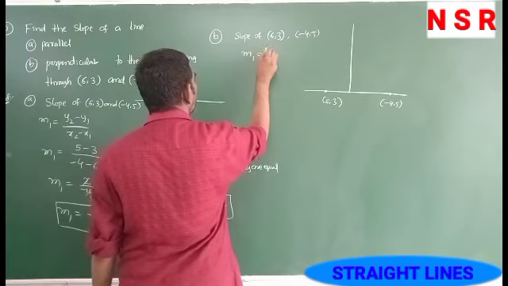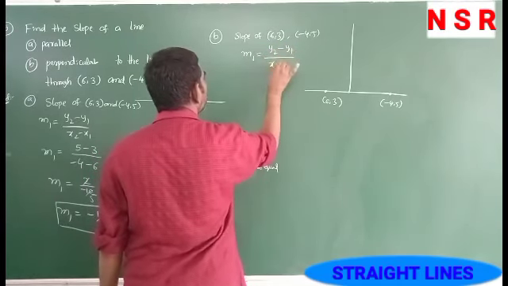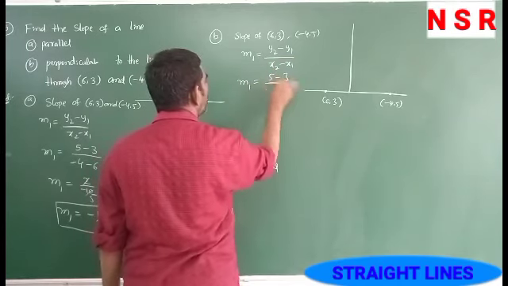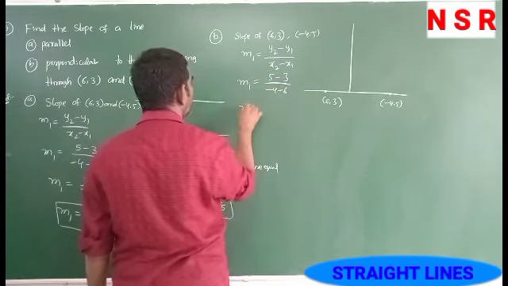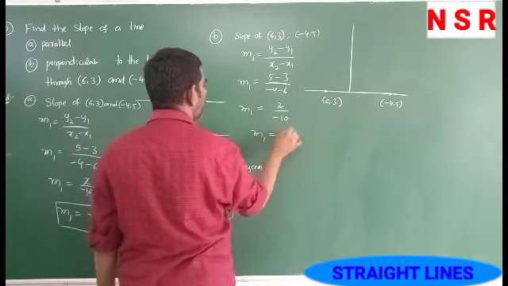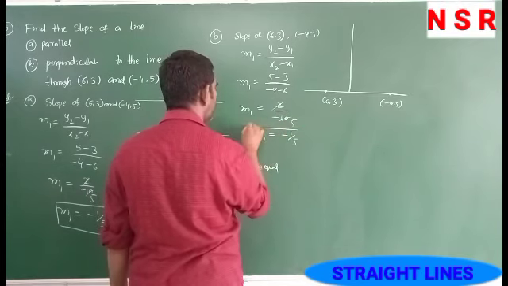Consider as m1 equal to (y2 minus y1) by (x2 minus x1). Now m1 equal to (5 minus 3) by (minus 4 minus 6) equal to 2 by minus 10. Now m1 equal to 2 5s are 10. So we get minus 1 by 5.